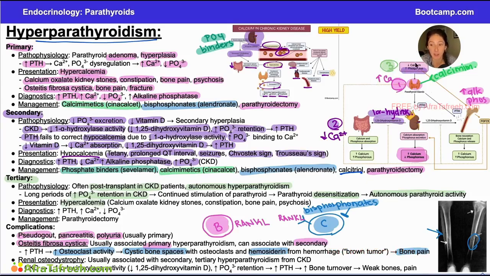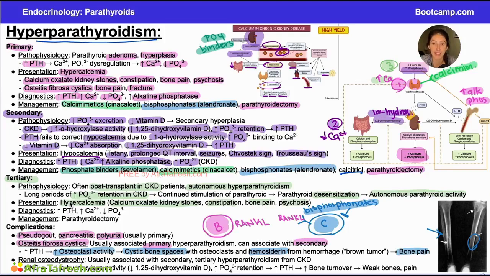but now they are. So we are going to have increased levels of parathyroid hormone. We're not listening to our negative feedback, but our end organs are doing their jobs and increasing our calcium levels. We're going to see all those symptoms of hypercalcemia: calcium oxalate kidney stones, constipation, bone pain, psychosis. And the labs are going to be pretty much identical to primary hyperparathyroidism.